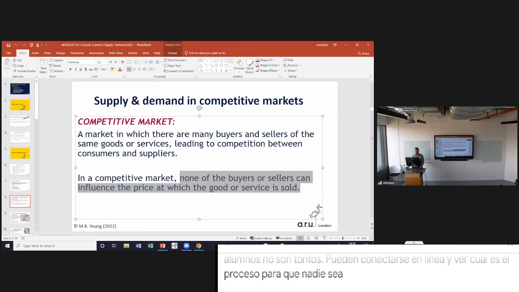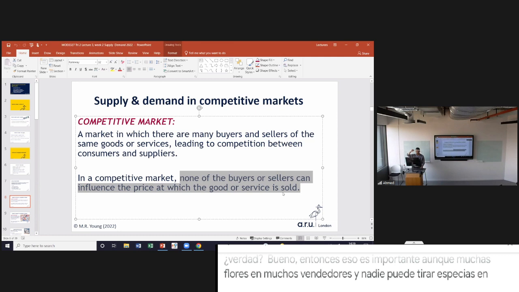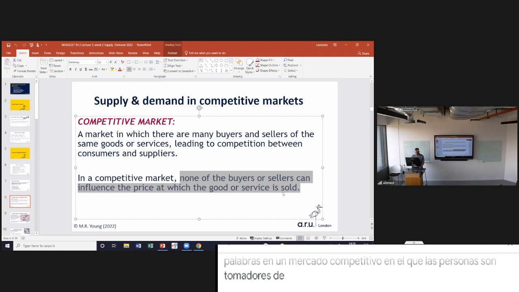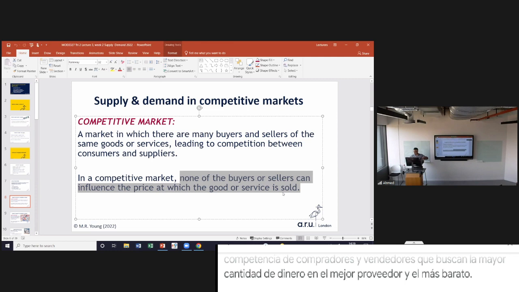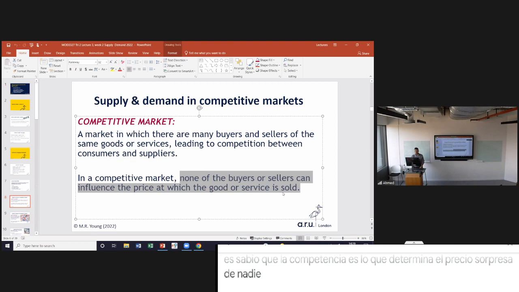Okay, so that's important. There are many buyers and many sellers, and nobody can influence the price. In other words, in a competitive market, people are price takers. They're not price makers. No one can be a price maker because the competition of buyers and sellers, looking for the most money in the case of suppliers and the cheapest product in the case of buyers, is what determines the price. No matter if you're a supplier or a customer, buyers and sellers are both price takers.